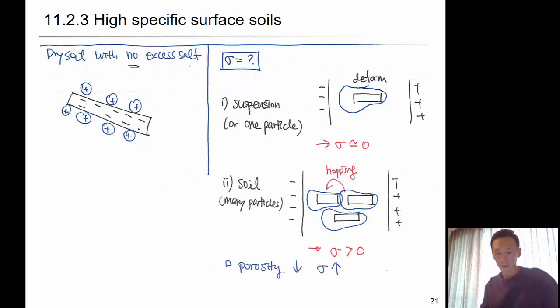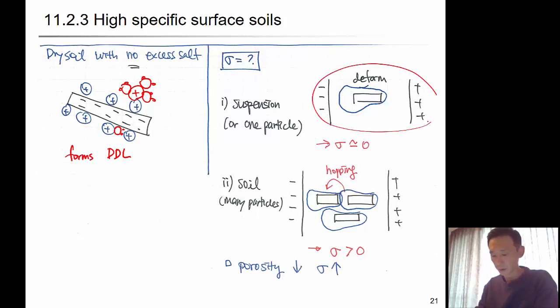But what about dry soil with no excess salt? What if there's no excess salt? So before there was excess salt like this, and now there's no excess salt. So then when you add the water, it will just form some diffuse double layer, and this will be hydrated. And this charge is not movable. It's not freely moving and carrying the electrons. So then it will form only the diffuse double layer.